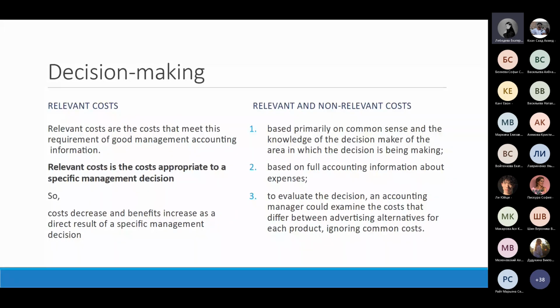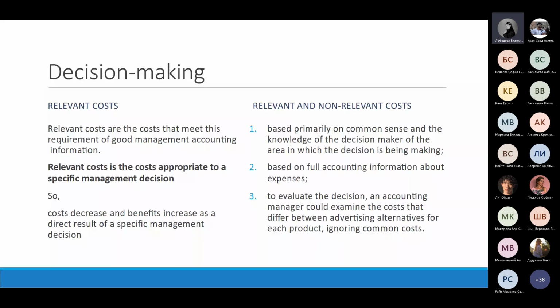For decision making, we can split our costs into relevant and non-relevant costs. Of course, this split is a very subjective one. Relevant costs are the costs that meet this requirement of good management accounting information. It is appropriate to a specific management decision. So if it's so, our costs are relevant. If it is not, costs are not relevant.